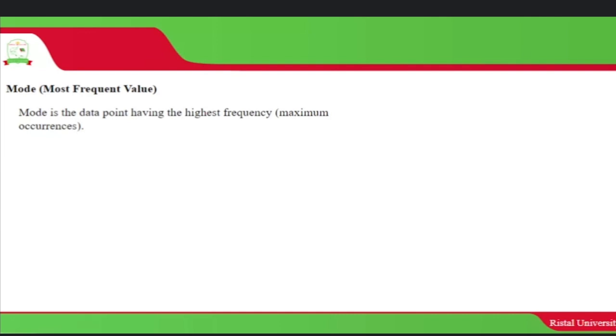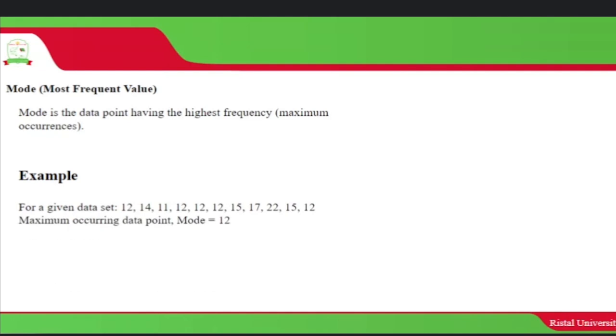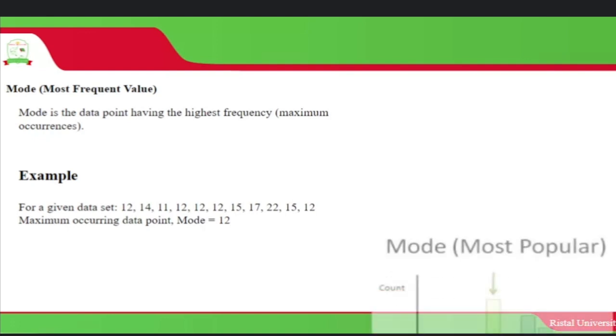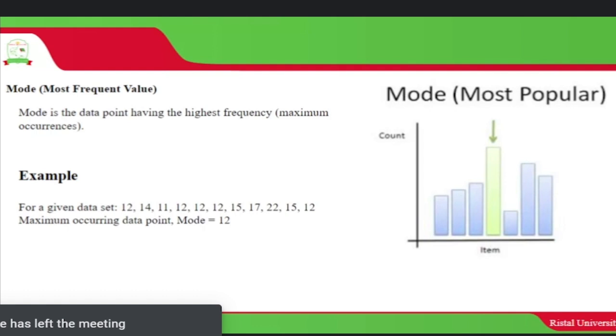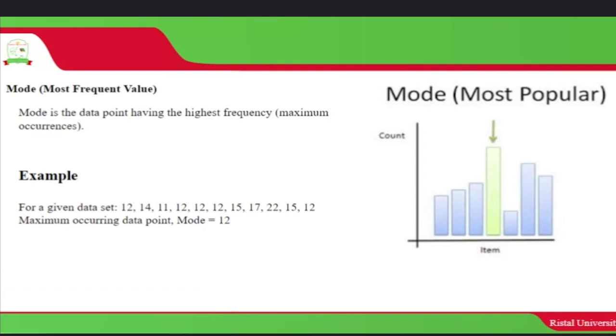So let's have an example. Given this data set still, our maximum occurring data point is 12 and our mode is 12. And when we look at this bar graph still, it is clearly showing us that when we have a count of our data points, the most popular, the green one, is giving us the mode statistic.